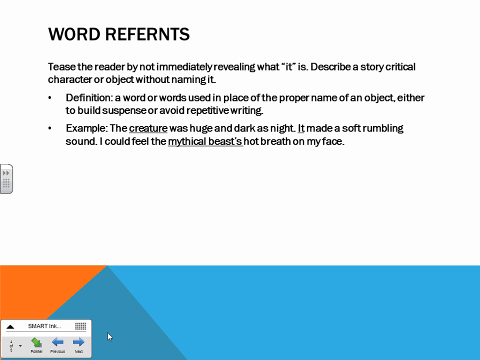So in this example, creature, it, and mythical beast are all examples of word reference. They're all used in place of the name of whatever this creature is, and we don't know what it is, which again builds suspense. The reader wants to keep going and find out what this creature is.